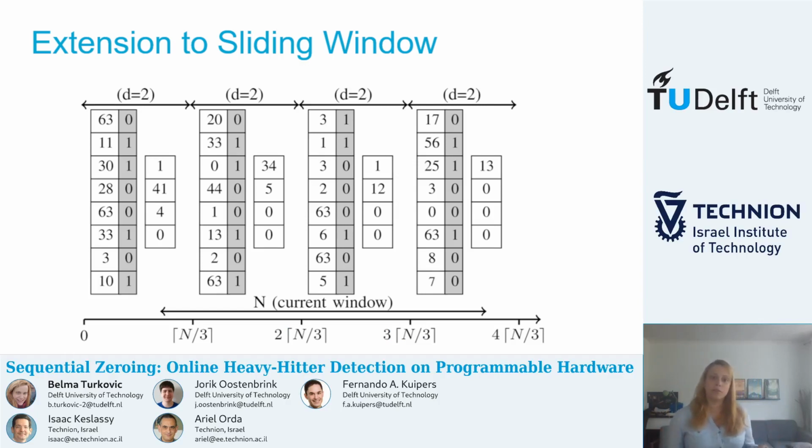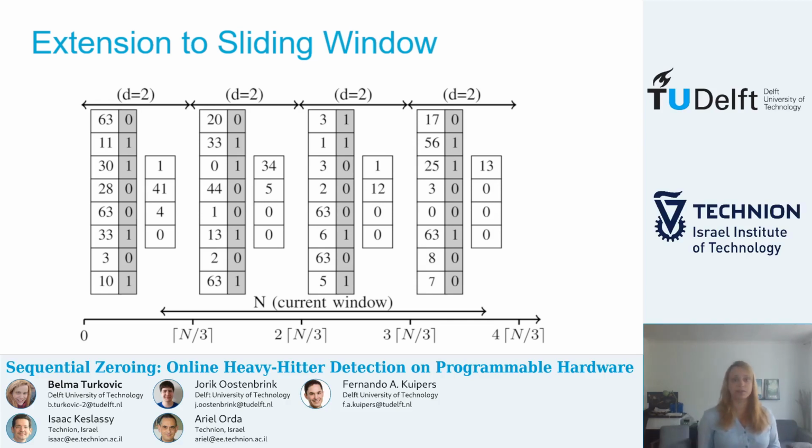To do so, we first split the total window n into small subintervals of size n divided by k. In this figure, k is equal to 3. So we split the whole window into n divided by 3 subintervals. And we use k plus 1, so in this case, 4 counting sketches, where each of these counting sketches is counting in one of the subintervals.